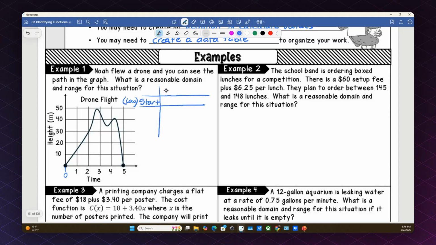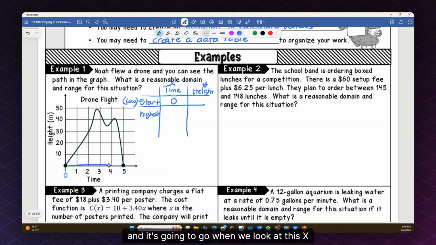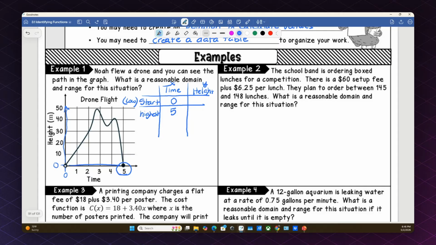Let's see, we've got time. That is on my x axis. And then we have height. And that's on my y. When we start, and then let's see, we're going to do highest. We'll do highest for this part. I'm starting at 0 time. And when we look at this x direction, my highest value is this 5. If I look at my height, that's in this direction. My lowest, again, is going to be that 0.